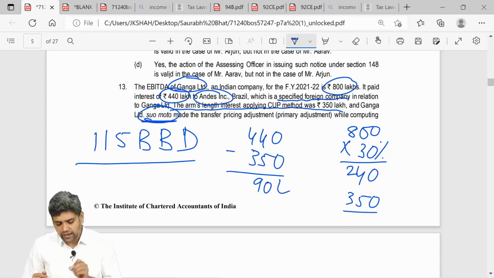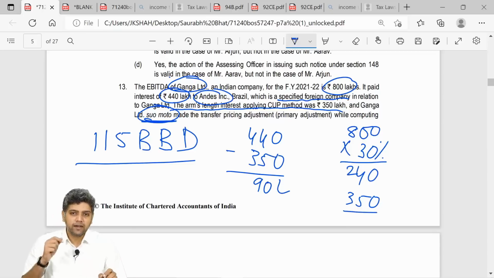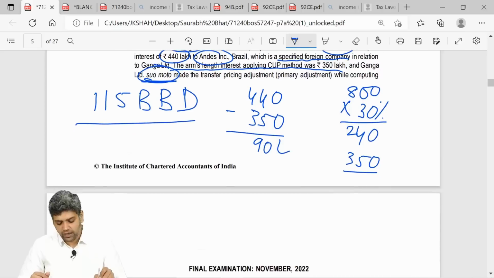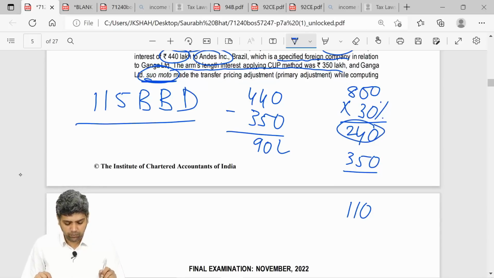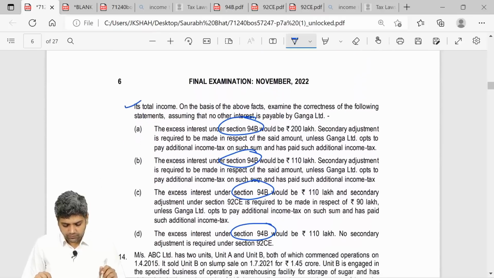So 350 lakhs I am saying is the interest at arm's length price, but even that exceeds your maximum permissible 30% of EBITDA by an amount of 110, and therefore the deduction under section 94B would be restricted to 240 lakhs and the excess of 110 lakhs would be disallowed under 94B. So the answer B is saying the excess interest under 94B would be 110 lakhs, correct.